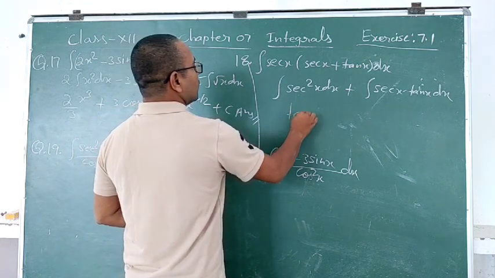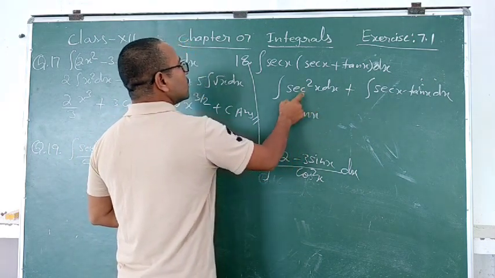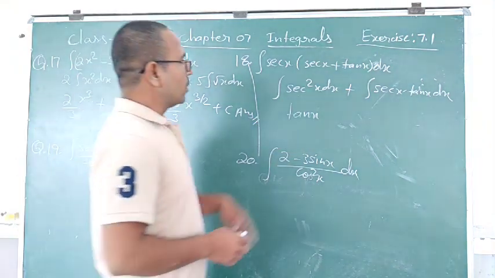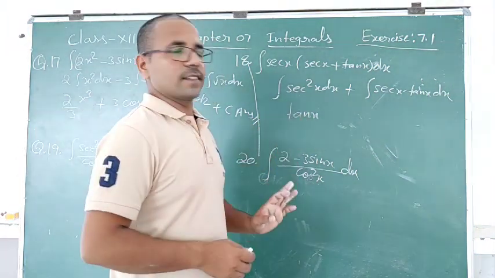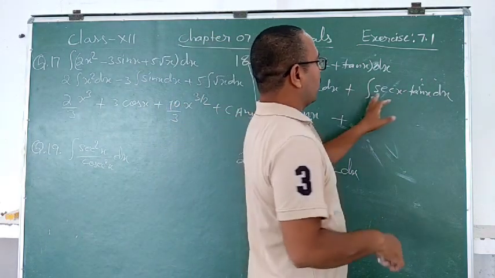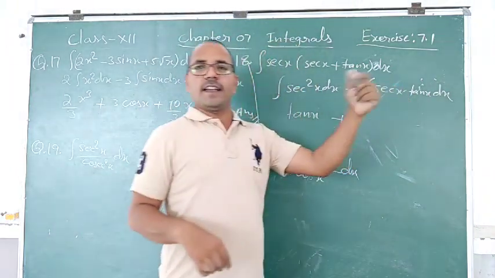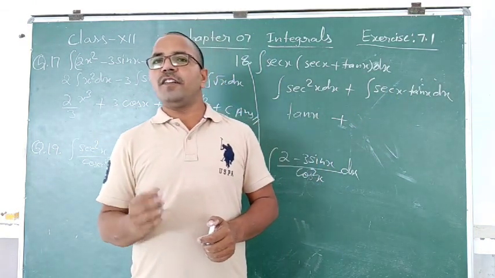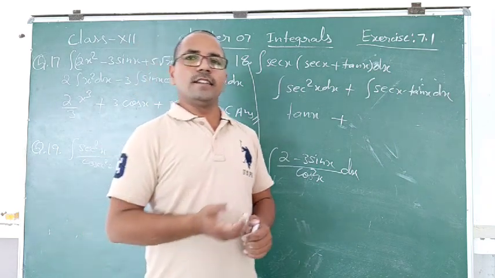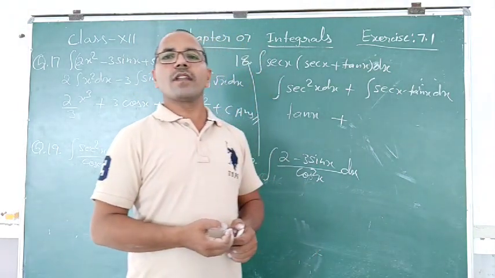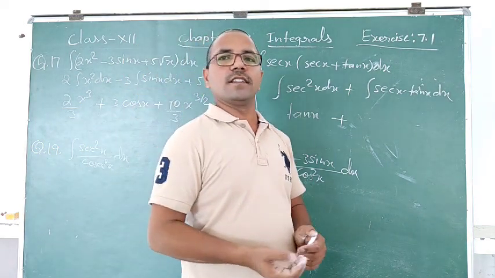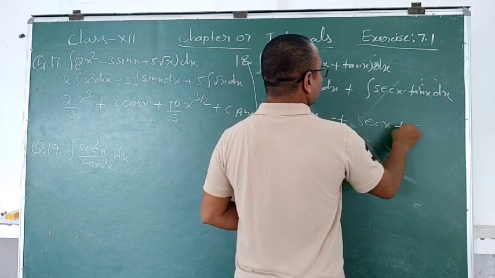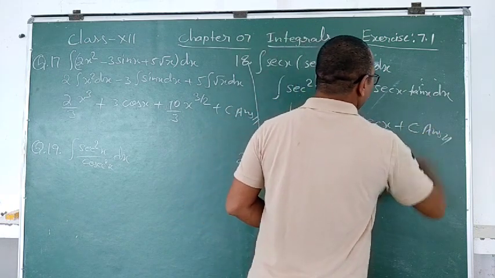So this one is tan x, because differentiation of tan x will give you sec square x. So the integral of sec square x will give you tan x. Plus, just find the differentiation of sec x into tan x. Which trigonometric function will you differentiate to get sec x into tan x? Sec x. So the integral of sec x into tan x will give you sec x plus c. So this one is the answer.